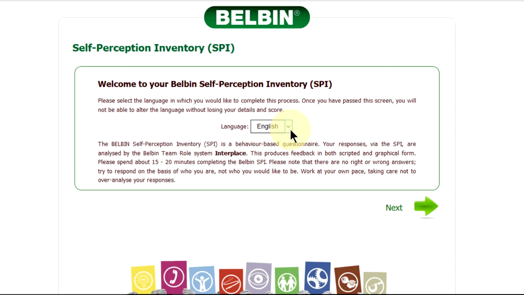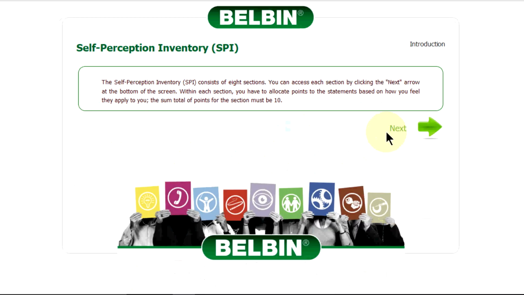Please note that you need to complete and submit all sections in one sitting. You cannot save a partially completed SPI. You may have the option of completing the SPI in another language. If so, you'll be able to select this here. Click Next to go to the next step.